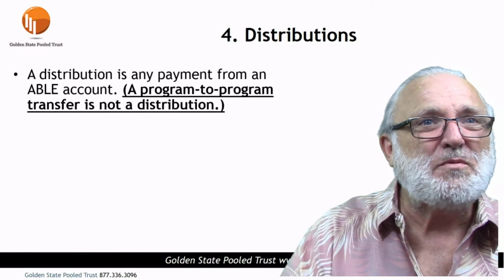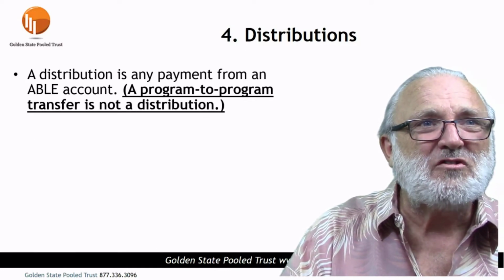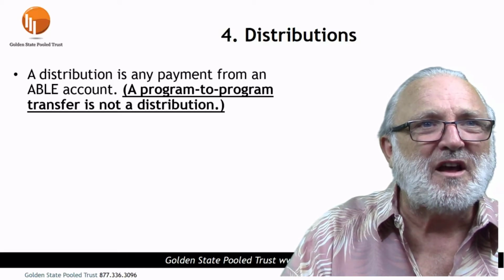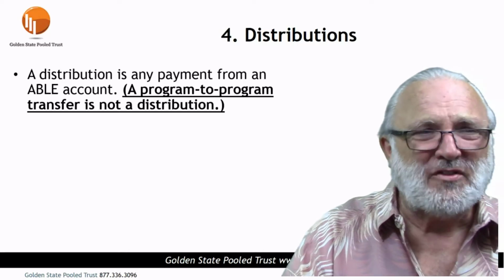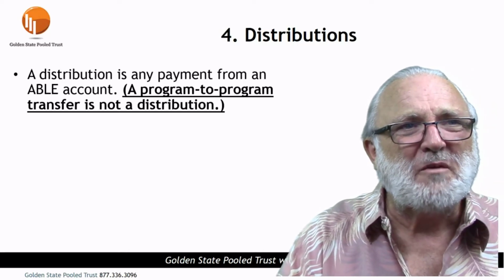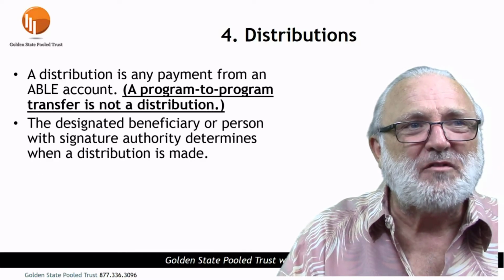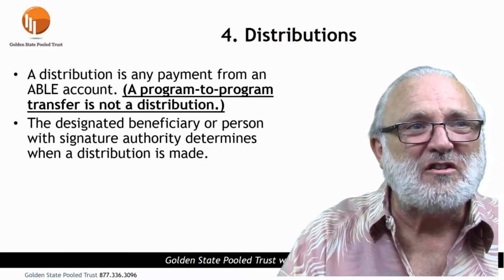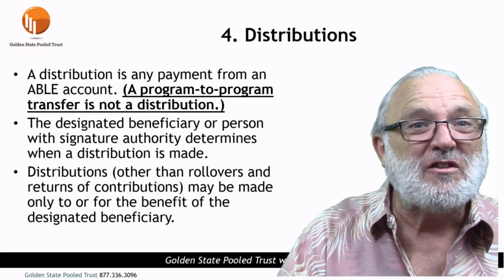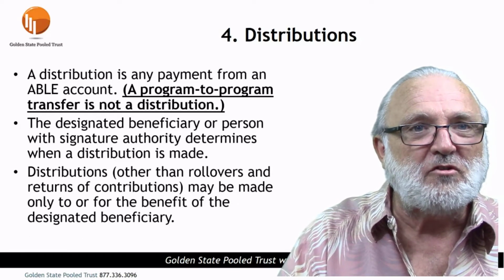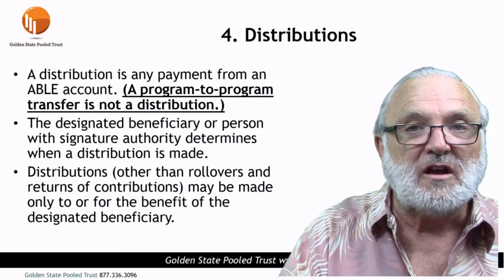As far as distributions are concerned here, a distribution is a payment from an ABLE account. And what it's going to be clarifying, and we're going to see more about this later, is that a program-to-program transfer is not a distribution. The designated beneficiary or persons with signature authority determine when a distribution is made, and distributions other than rollovers and returns of contribution can be made only to or for the benefit of the designated beneficiary.